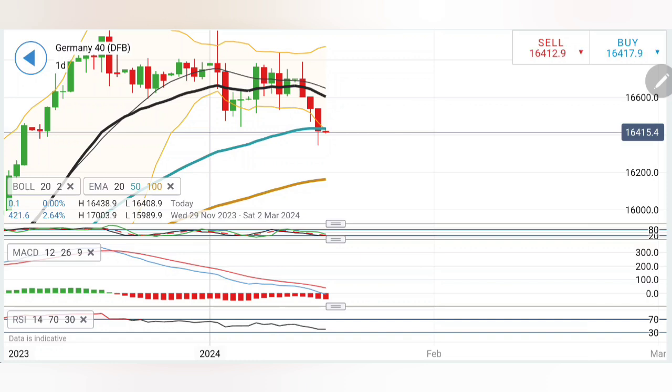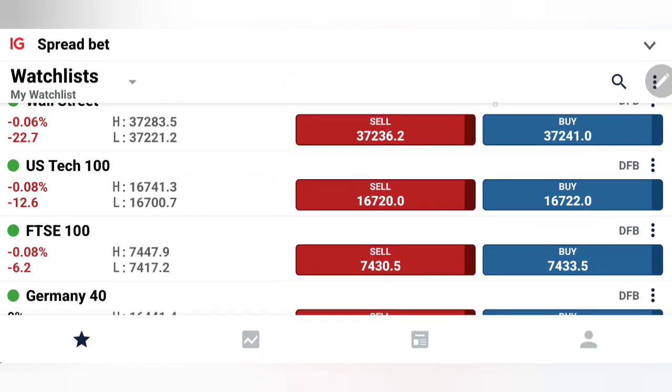If it breaks below 16,300, more major bearish momentum may be seen. Take your trades accordingly. Now let's have a look at UK100.